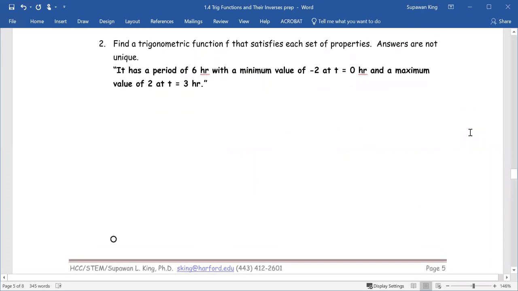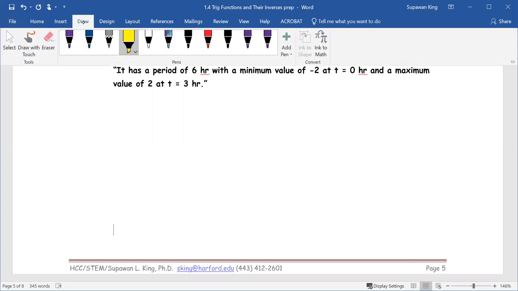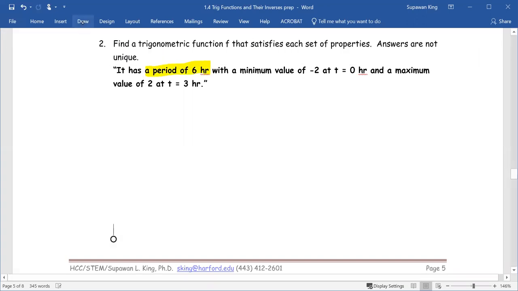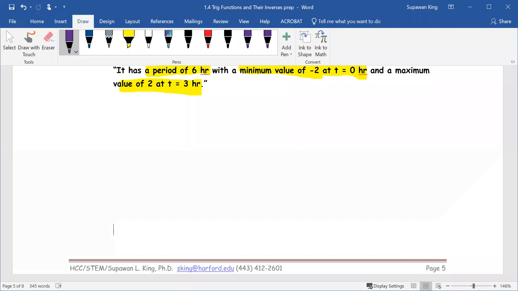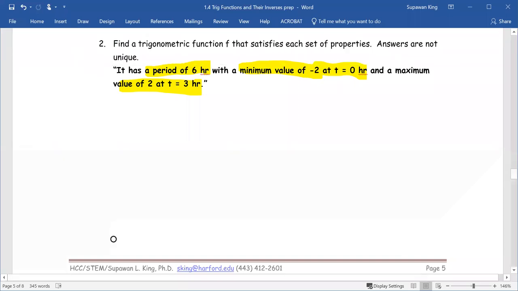Next example: find a trig function that satisfies each set of properties. Answers are not unique, so it depends on how you look at it, as the common sine or cosine function. Let's take a look at the information. The period is 6 hours. The minimum value is negative 2 at t equals 0. The maximum is 2 at t equals 3. In this case, the minimum value is at t equals 0, and the maximum value 2 is at t equals 3.